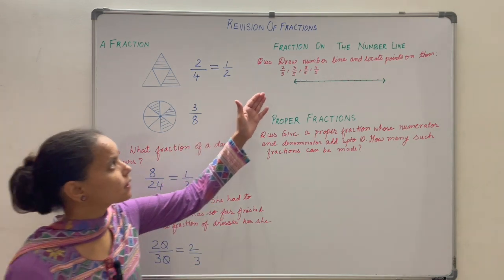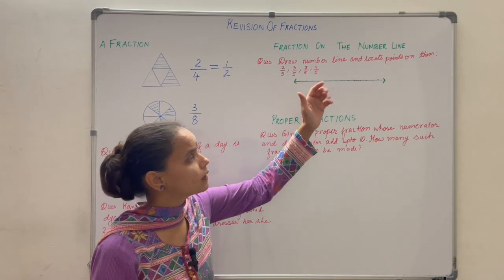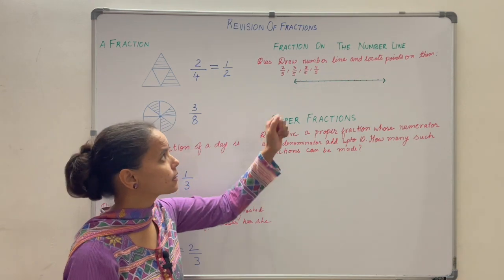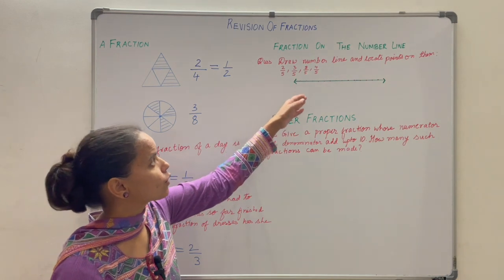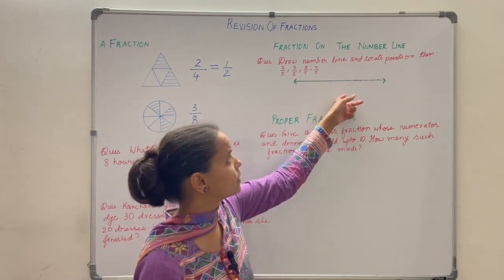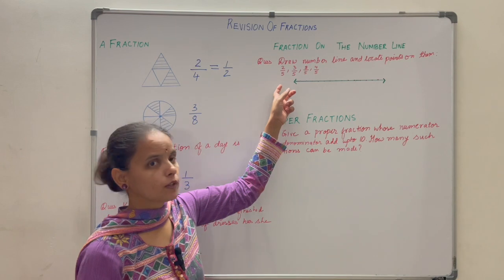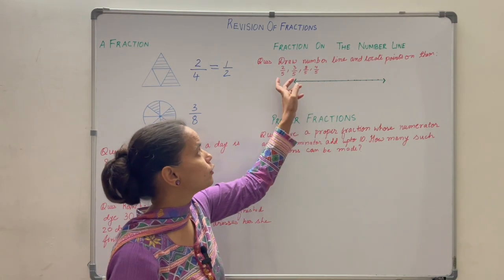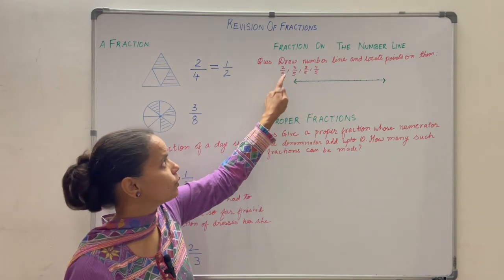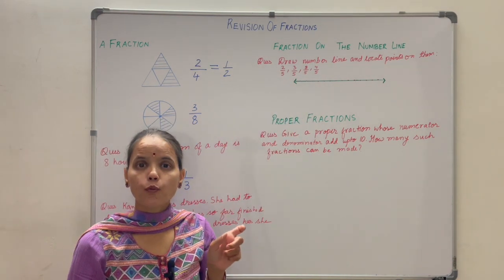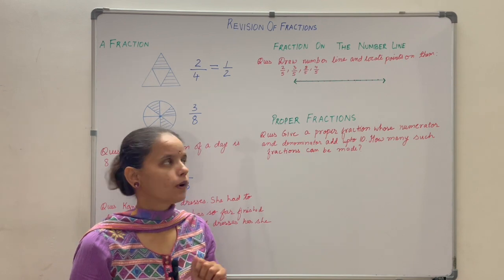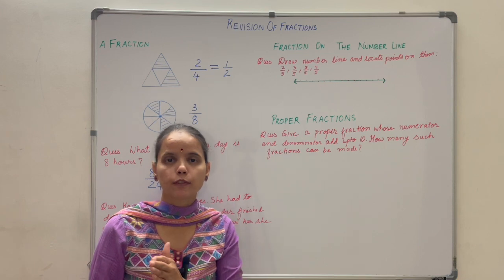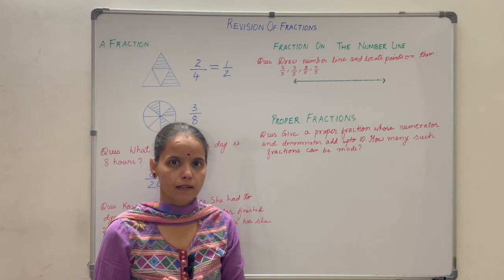Now let us see this fraction on the number line. Let us see how to represent a fraction on the number line. Let's take this question to understand. Draw a number line, it's already made here, and locate the points on it. So these are the points you have to locate on this number line. Before we locate, let me tell you, the numerator tells how far it is from 0 and the denominator tells for 1 unit how many equal divisions you are going to make.